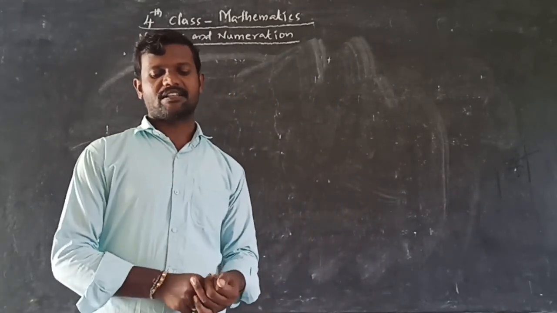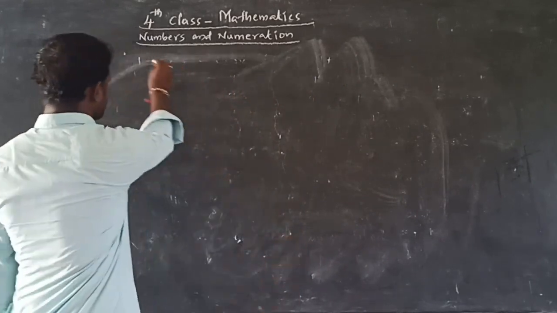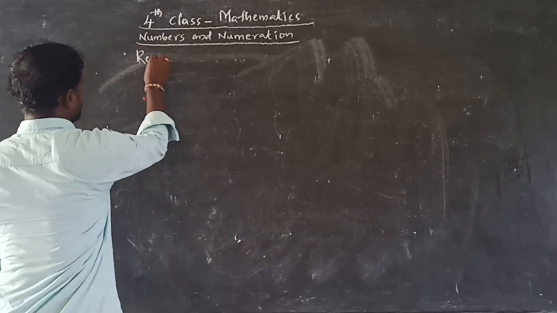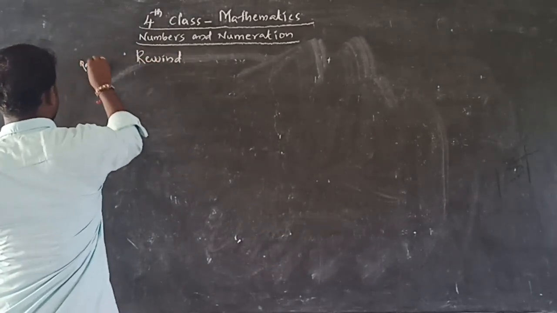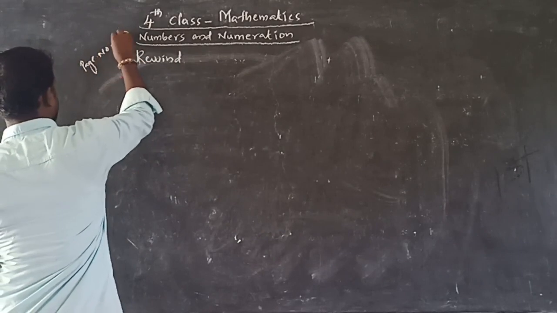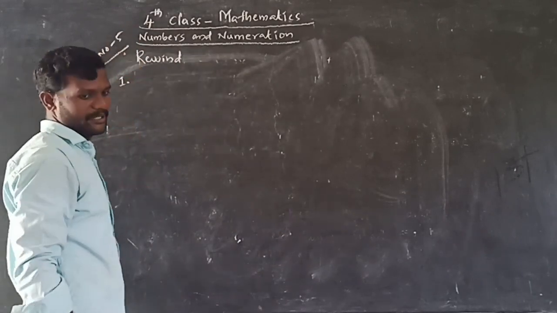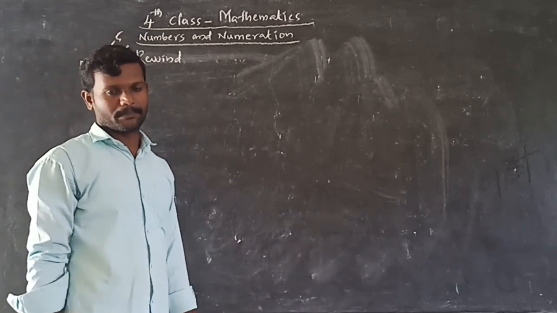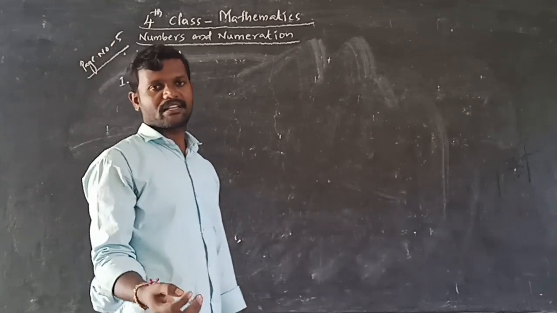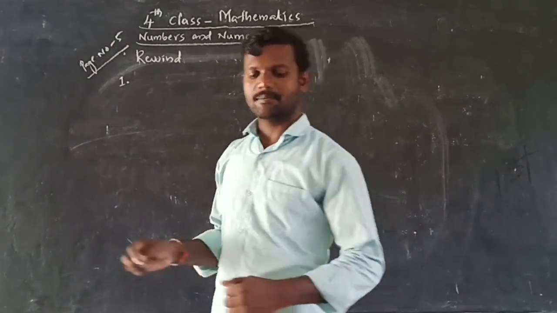Write the numerals for the given numbers. Write them in the textbook itself. So which exercise is it? Rewind, page number 5. First bit. What is the first bit? Write the numbers for the given number names. Number names are given, you have to write the numbers for them. What is the first number name?